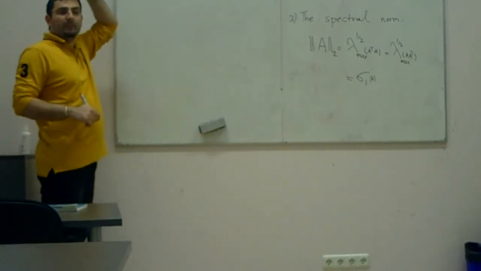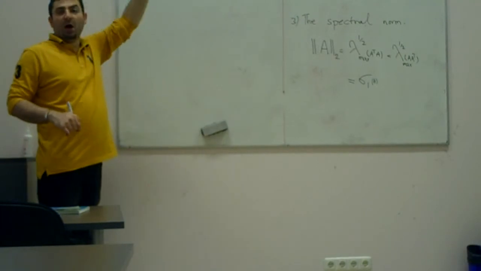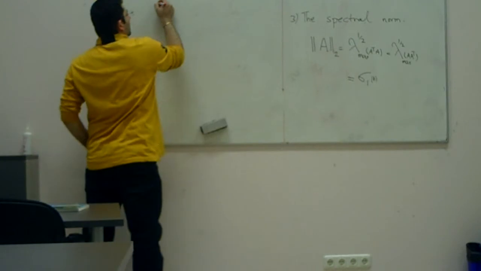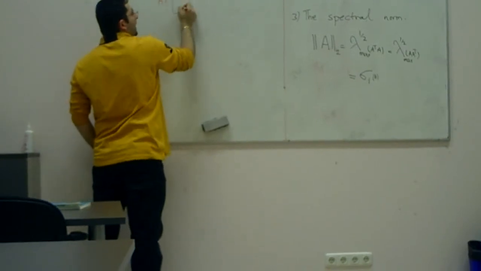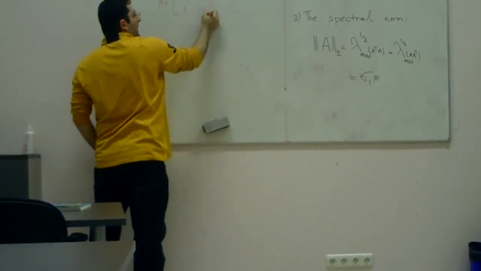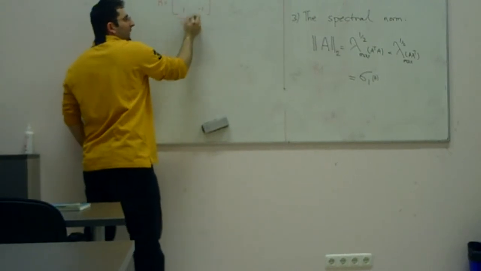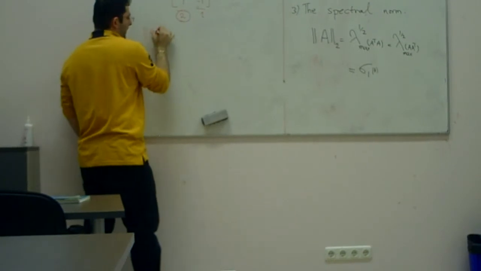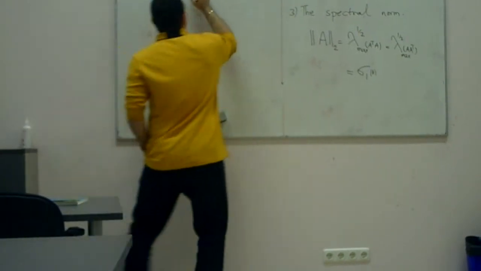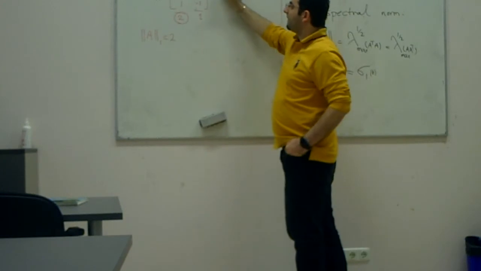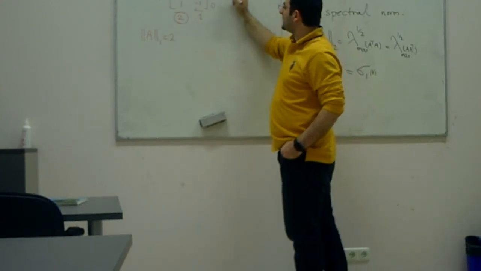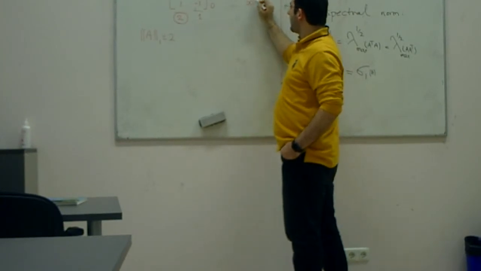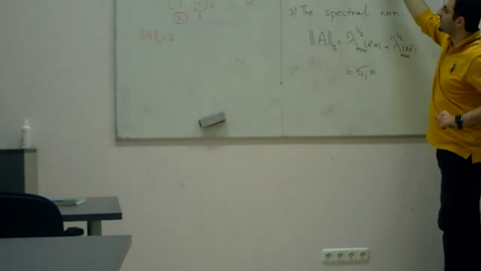What is A 1? Maximum of column sum. Right? Let's add the columns. Look, this is my A. What is the addition of this one? 2. What is the addition of this one? 1. What is the maximum value? 2. What is the addition of this? 3. What is the addition of this one? 0. So what is the maximum value? Because A infinity is the maximum of row sum.